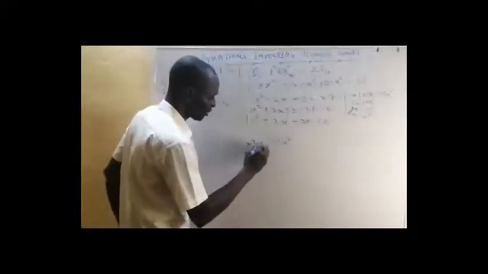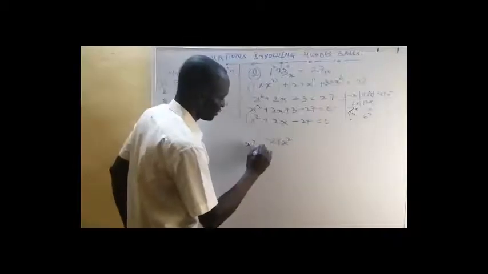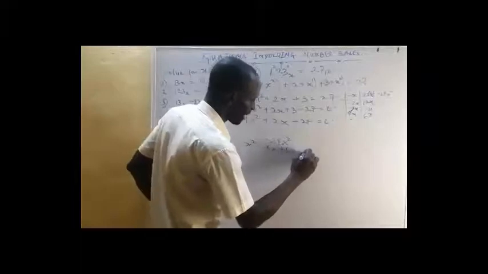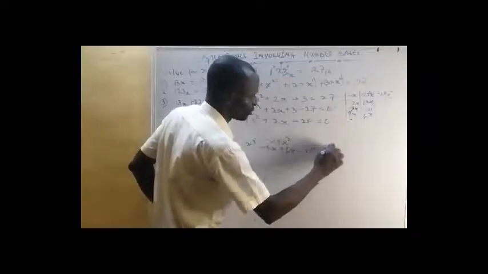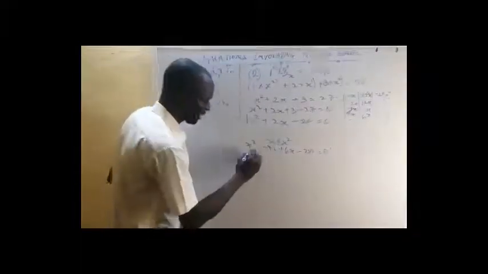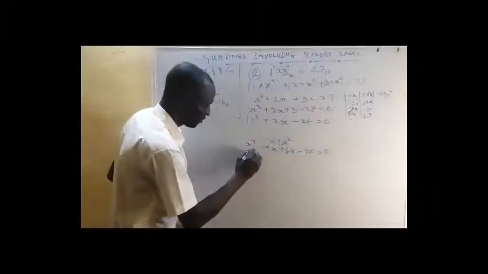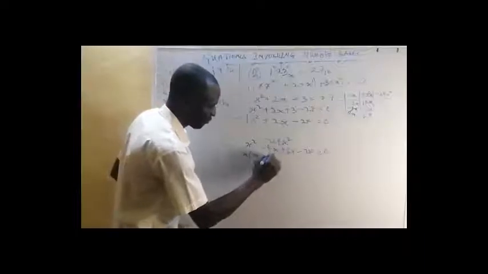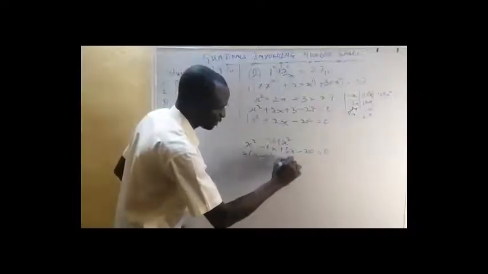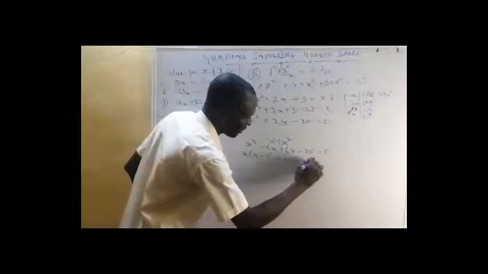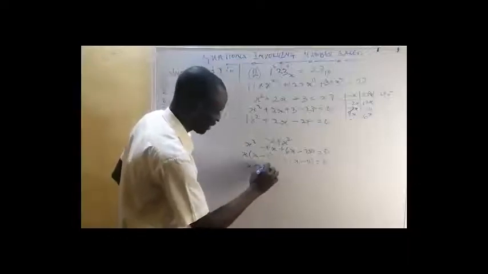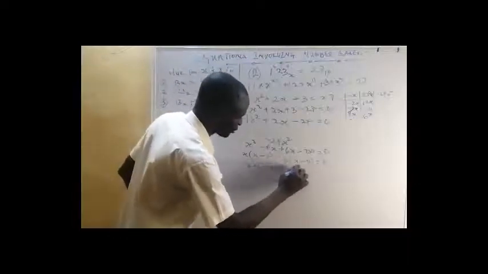My quadratic equation becomes x squared minus 4x plus 6x minus 24 is equal to 0. So if I want to take factors, I bring x out, I'm left with x minus 4 plus 6. I have x minus 4 again, and this is equal to 0. So x plus 6 and x minus 4 is equal to 0.